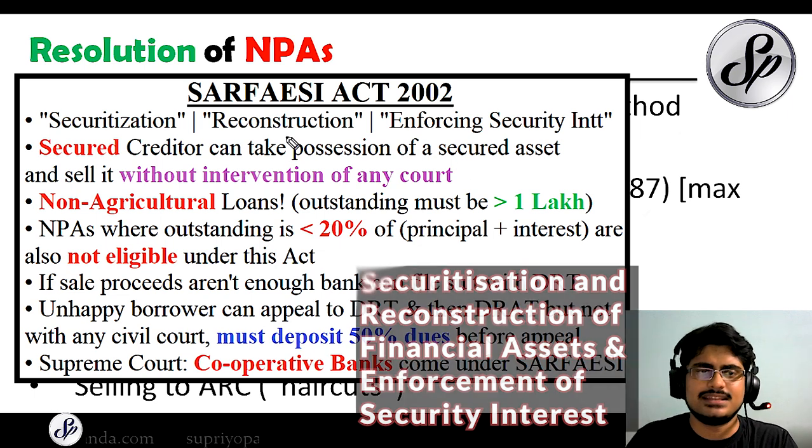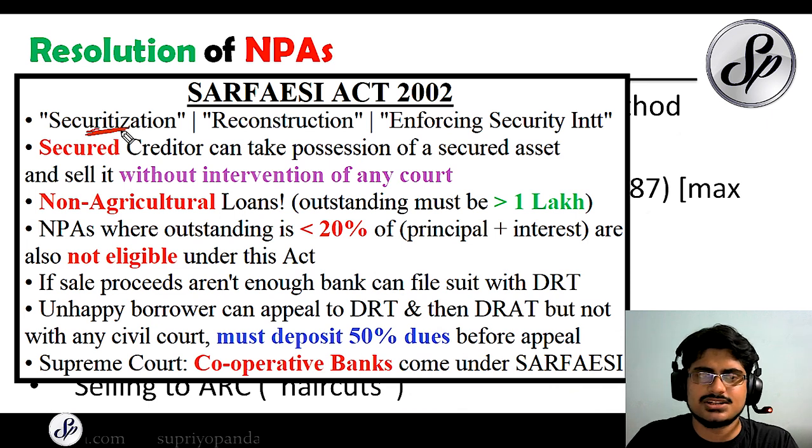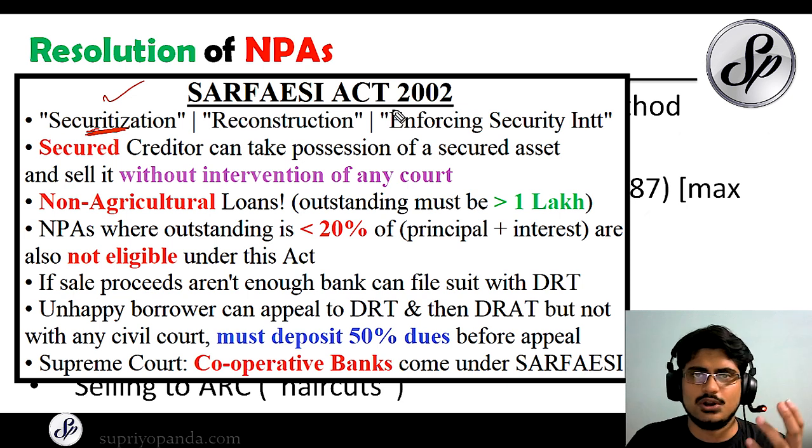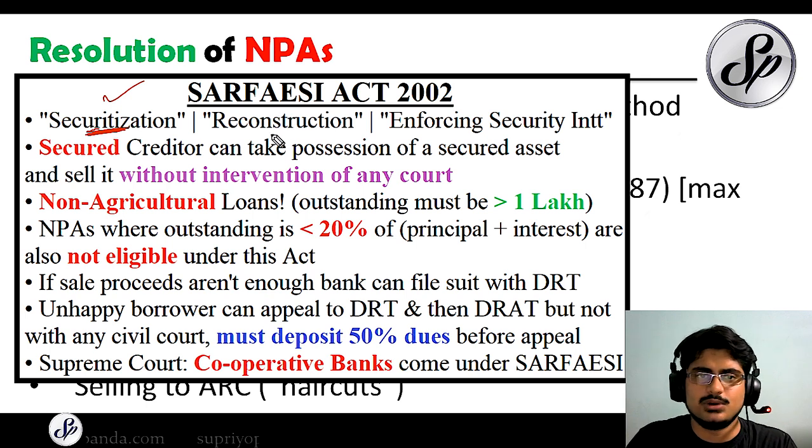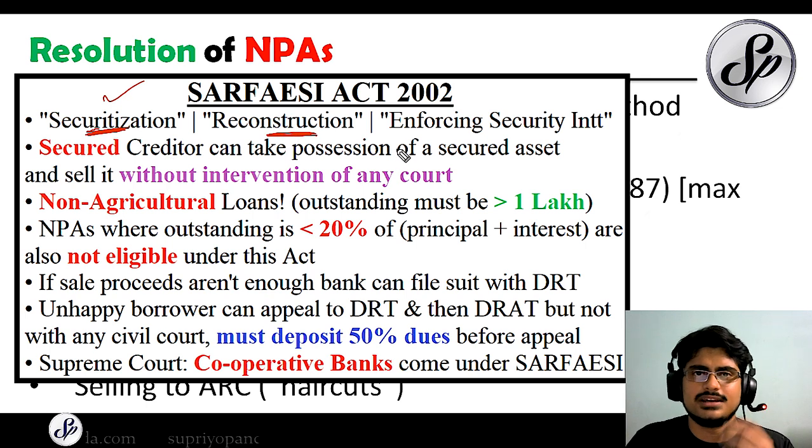This act has 3 things. First, securitization: the loans are converted into bonds and sold off so that the bank can get the money back. Then you have reconstruction: here, they change some terms of the loan so that the borrower is able to pay. And then we have enforcement of the security interest. This means you sell off the various securities that you have, such as the land, the property, or any belongings which were given to the bank. That is how they get the money back.